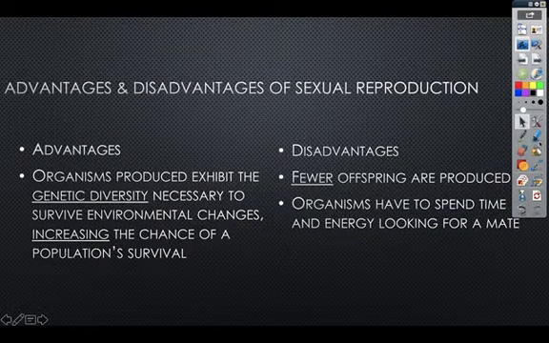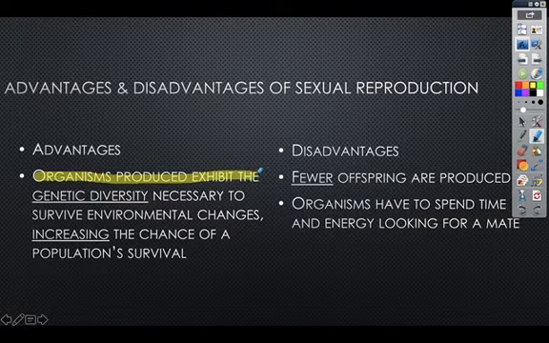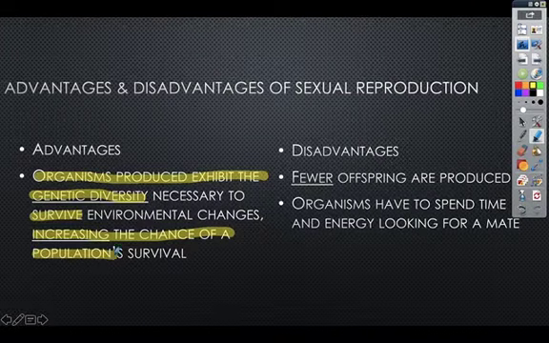All right, so advantages and disadvantages of sexual reproduction. The advantages are that the organisms that are produced are going to be genetically diverse, and this is going to enable them to survive better. So they are better equipped to survive when there are environmental changes. So, of course, this is going to increase the chance for survival as a population.